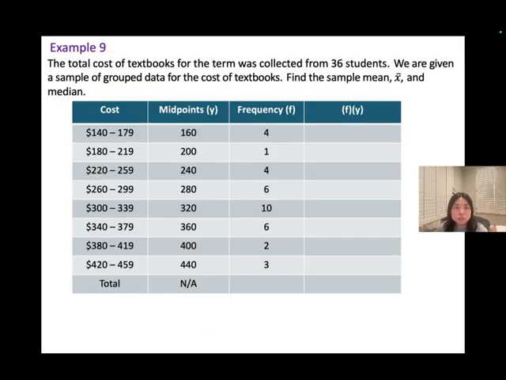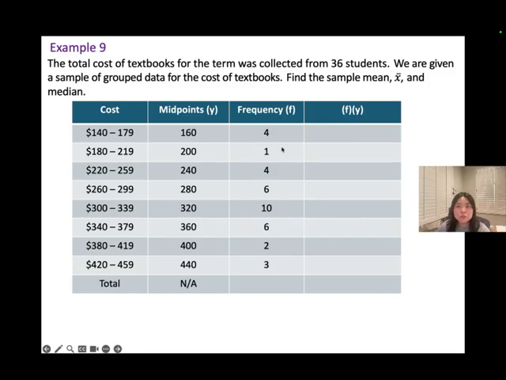Example 9. Total cost of the textbook for the term was collected from 36 students. We are given a sample of grouped data for the cost of the textbook. Find the sample mean and the median. Okay, this time we do have the range of the cost, and they found the midpoints for you guys already. Okay, and then frequency. So it means we have 4 students buying the textbook from $140 to $179. Only one student bought the textbook from 180 to 219.